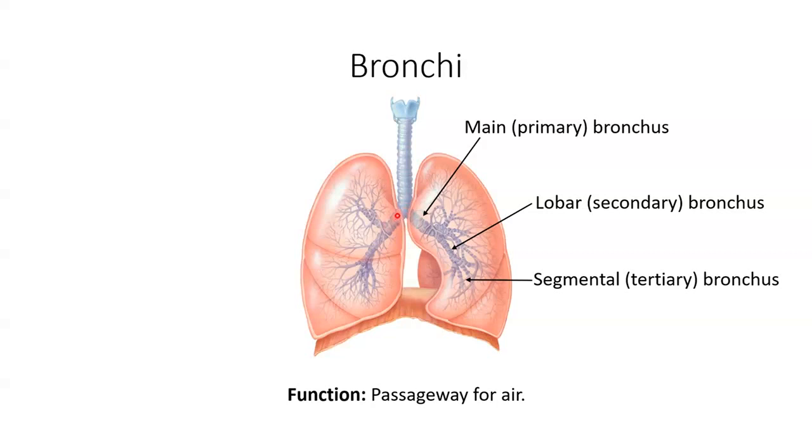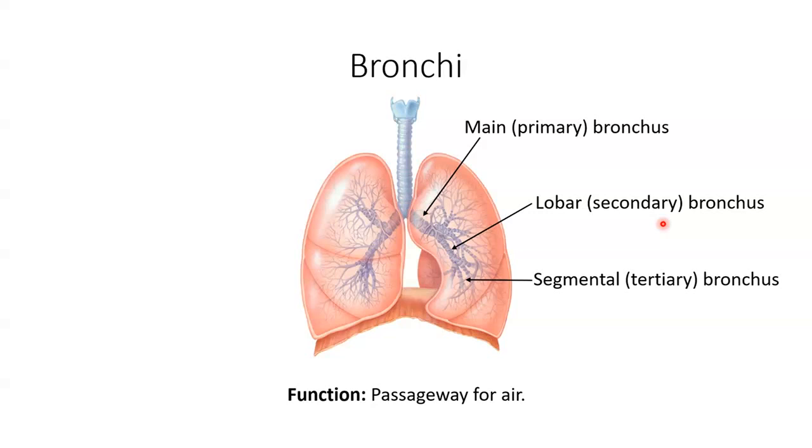Upon entering the lung, so if this is our main or primary bronchus here, the bronchi will then divide again. So we've got 1, 2, 3 sections here into what we call our lobar or our secondary bronchus. The lobar or secondary bronchi go into each of the lobes of the lungs. So our right lung has 3 lobes, our left lung has 2.